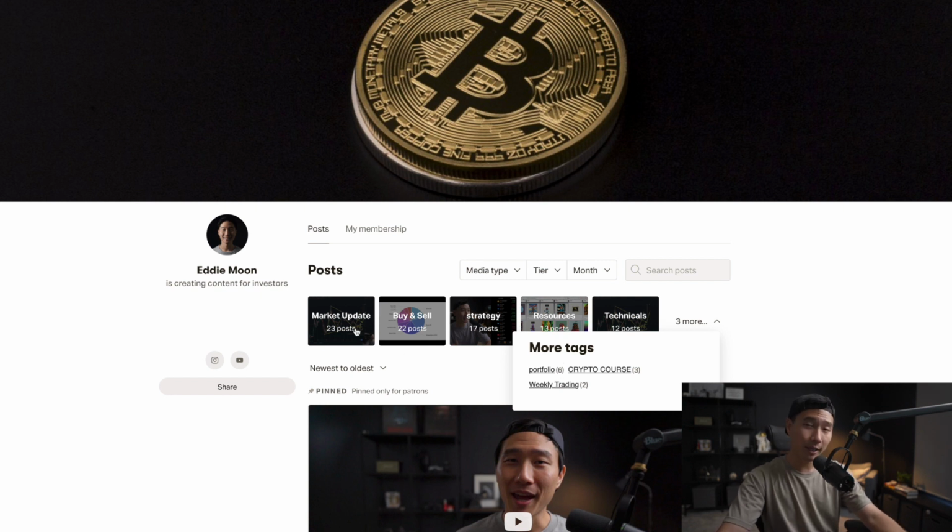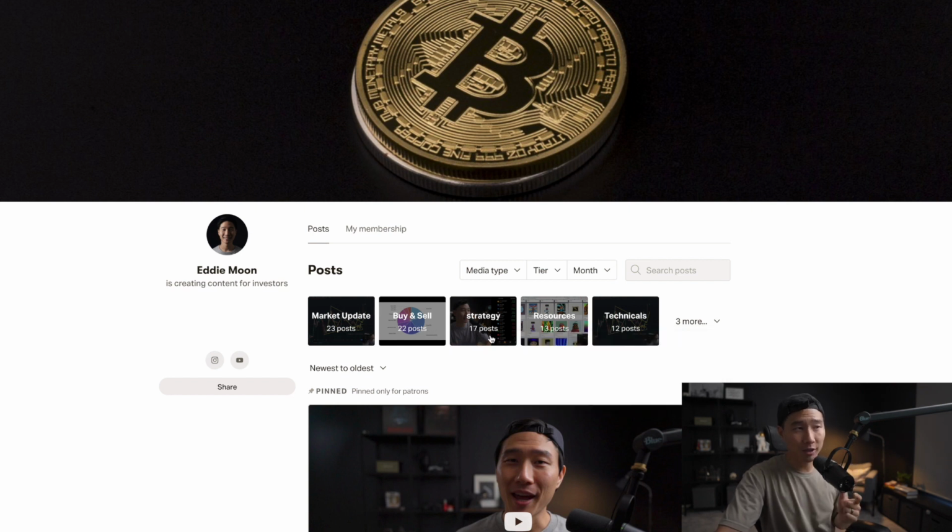Within market update, that is where I give a market analysis on where I believe the market's at and what I am expecting. So I do use some technicals there. Buy and sell, I usually share what I bought and what I plan on selling. I kind of moved this over to the Discord group, so I'll share more on that later. The strategy tab has content on how I would consider navigating through the markets and strategies that you can consider implementing through your investing journey.